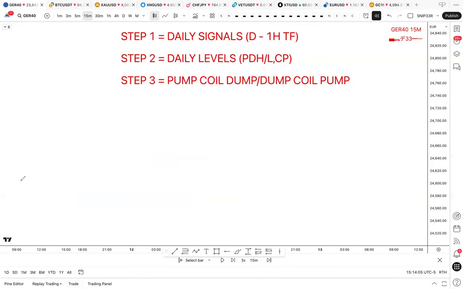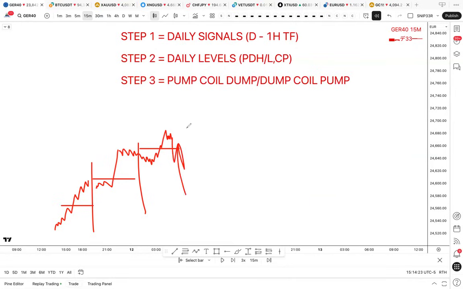For example, let's say we're looking for a pump and dump after 3 days of longs. Day one longs, day two longs triggered, day three longs triggered. They may give us our A top trap and shift. But this is just one larger pump coil.